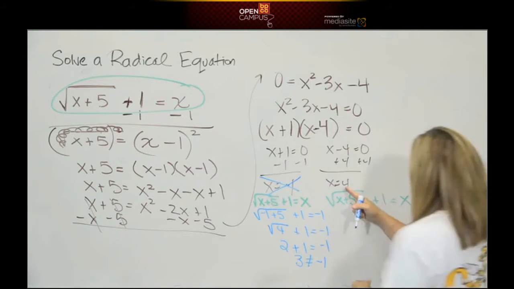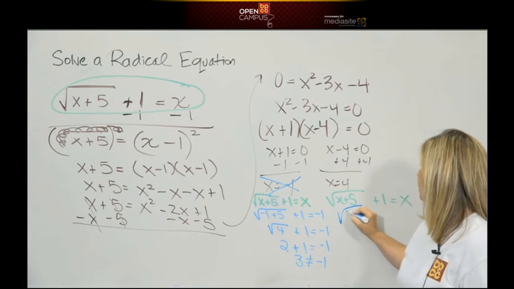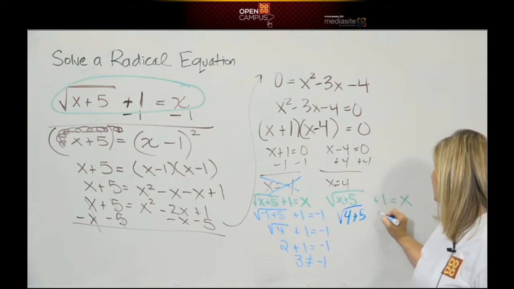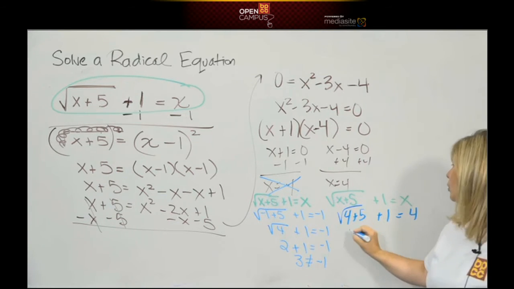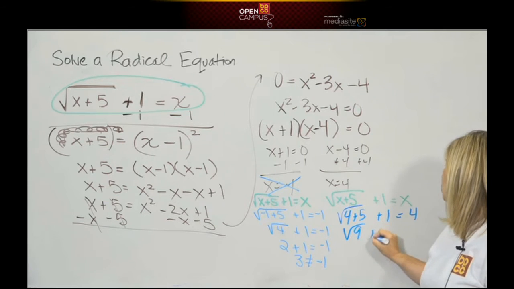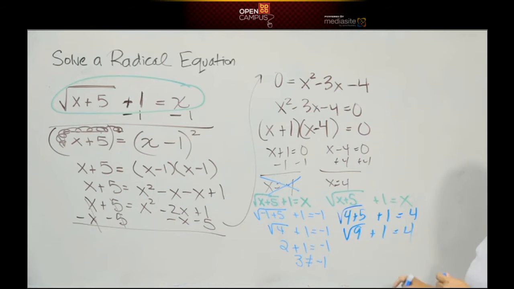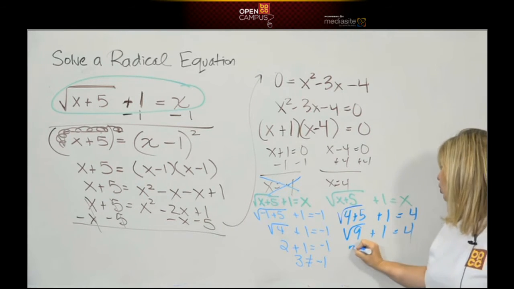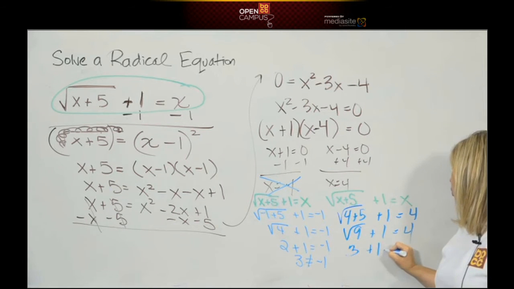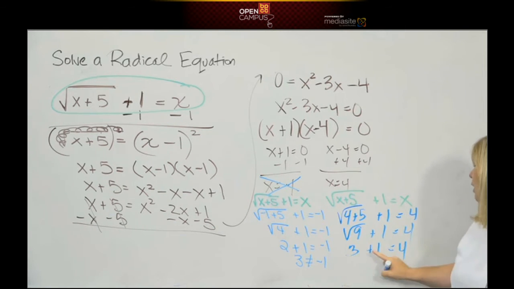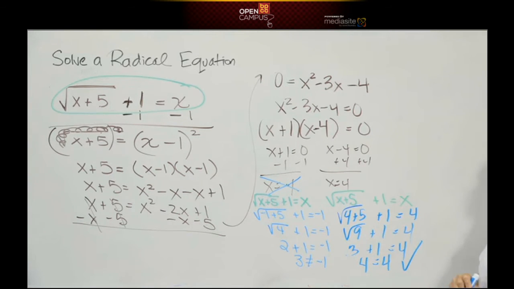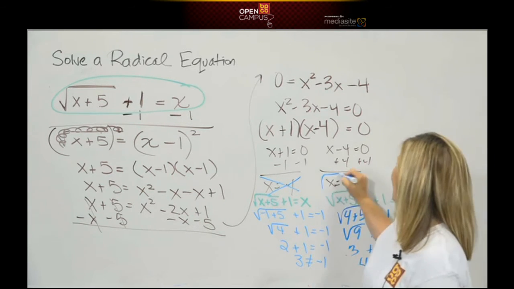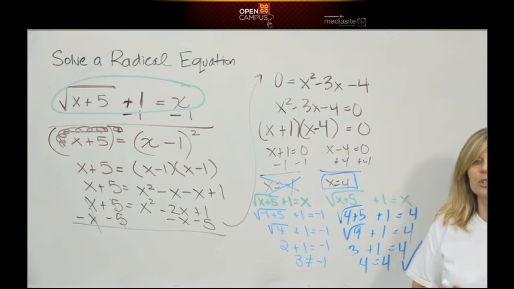All right, we have another answer to check. Let's check 4. So we'll put in the square root of 4 plus 5, plus 1 equals 4. We'll do what's inside the root. 4 plus 5 is the square root of 9. Plus 1 equals 4. We'll square root 9 and get 3. Plus 1 equals 4. 4 equals 4. That solution checks, which shows you x equals 4 is the solution.